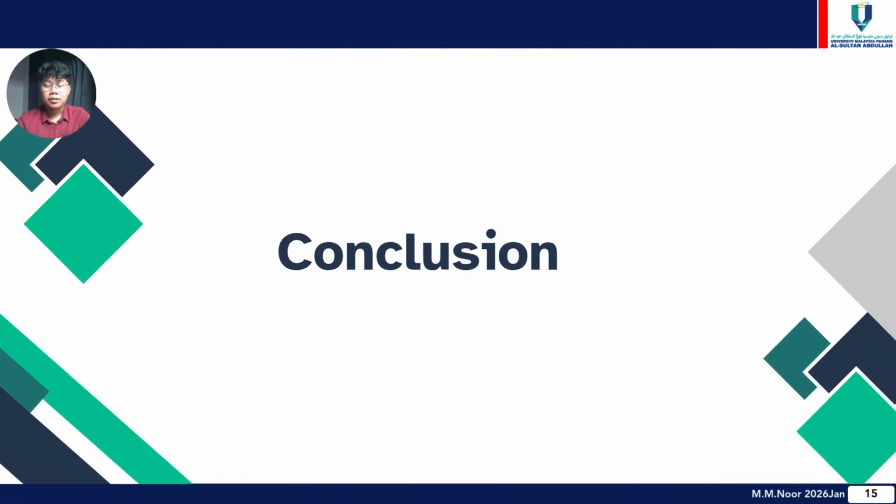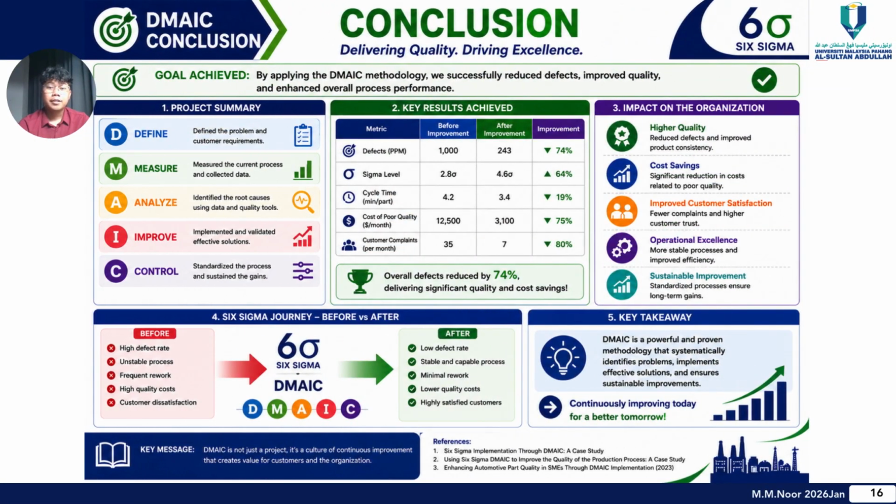And now we are already in our conclusion. So let's look at the left side under project summary. We can see the overall DMAIC process. We start with define by identifying the problem and customer requirements. Then measure was used to collect process data, analyze helps identify the root cause, improve focuses on implementing solutions, and finally control ensures that improvements were maintained.